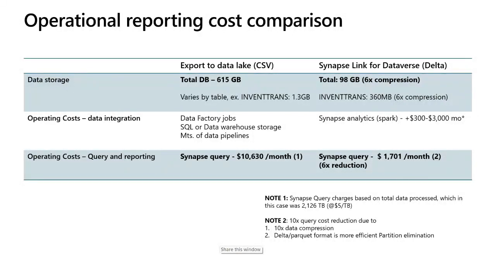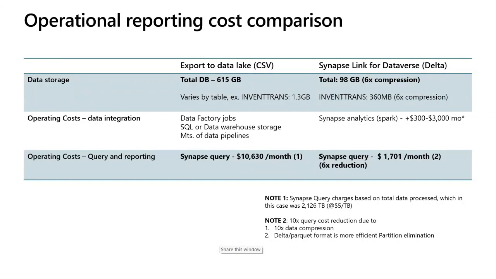If you're reading this CSV data, the amount of data processed is how the Synapse serverless cost model works. In this example, the customer has 615 gigabytes of data in CSV, but their monthly data read from the Synapse queries, as you can see here in the note, was 2,126 terabytes, and the cost of Synapse serverless is roughly $5 per terabyte. So this math takes you to a monthly cost of $10,000.